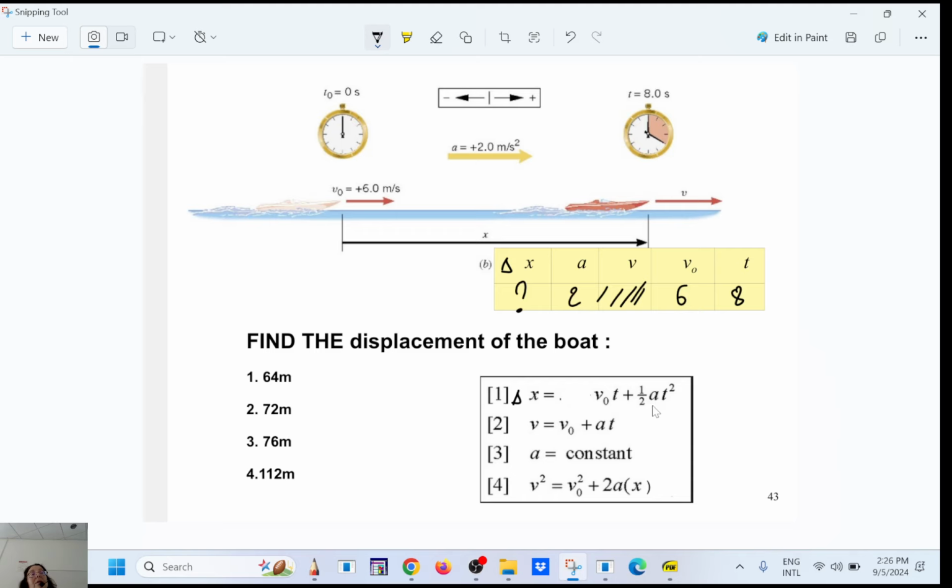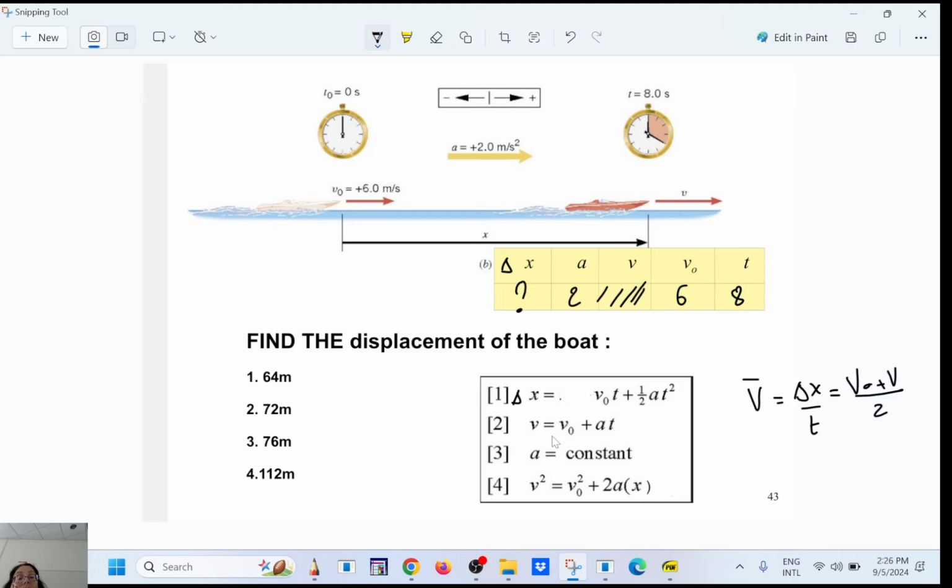Then you look at your equations. You want an equation with delta x, a, initial velocity, and time. You can help each other if you want. You have the choice between 1, 2, and 3. Maybe you are missing velocity. Average velocity is delta x over time, which is initial plus final, divided by 2. So which equation do you think we can use?